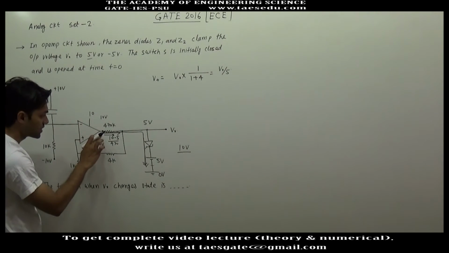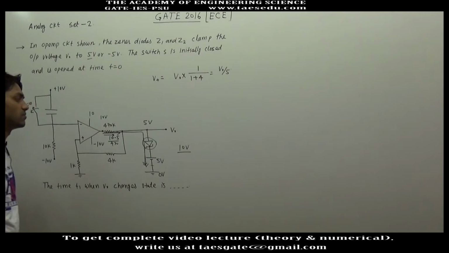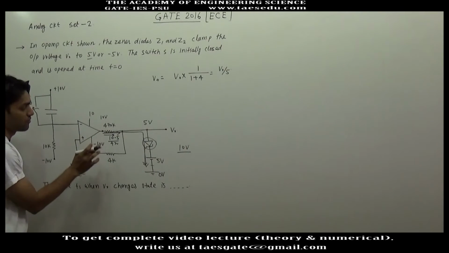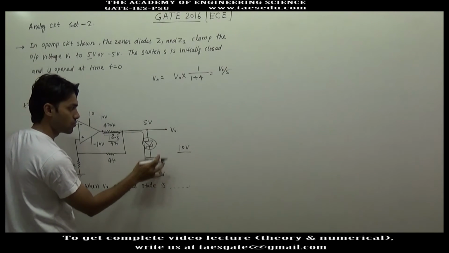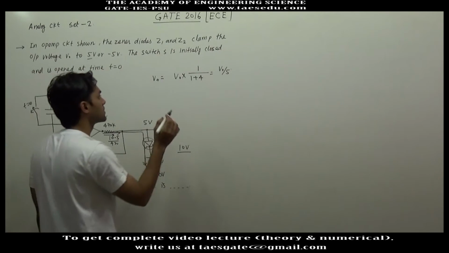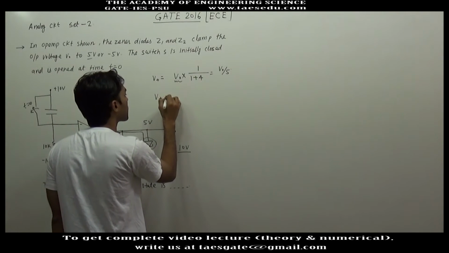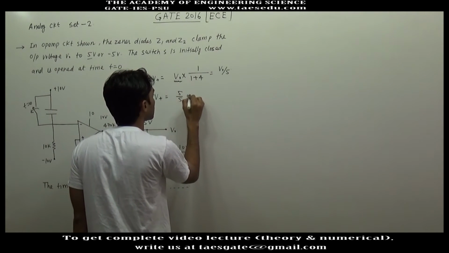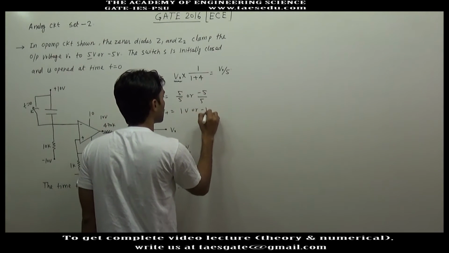Similarly, when the output voltage tries to become minus 10 volt, this diode will be broken down, and the output voltage will be minus 5 volt. In forward mode, when the output of the op amp is 10 volt, this Zener diode will be broken down, the output voltage will be 5 volt. So overall we can say the output voltage will be either 5 volt or minus 5 volt. So V plus will be plus 5 by 5 or minus 5 by 5. It means V plus will be equal to 1 volt or minus 1 volt.